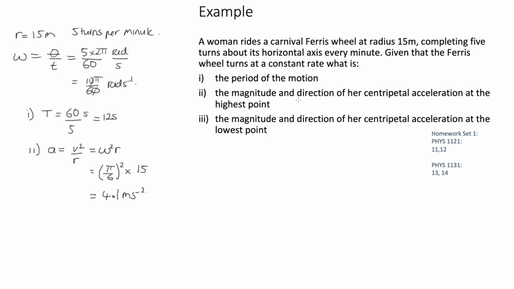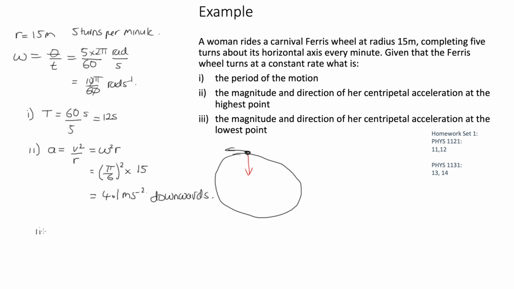Now, this is asking for the magnitude and direction of her centripetal acceleration at the highest point. So at the highest point, she's going like this. So the acceleration is always directed towards the center of the circle. So in this case, it's going to be downwards. So we should include the direction here, downwards.